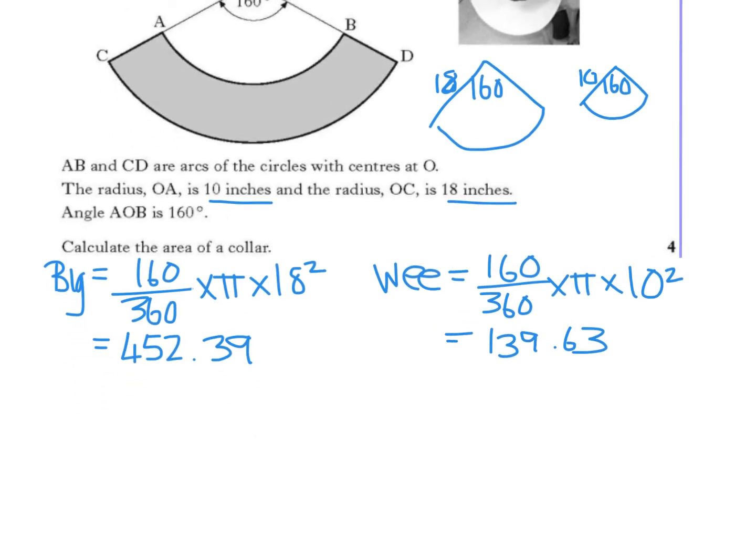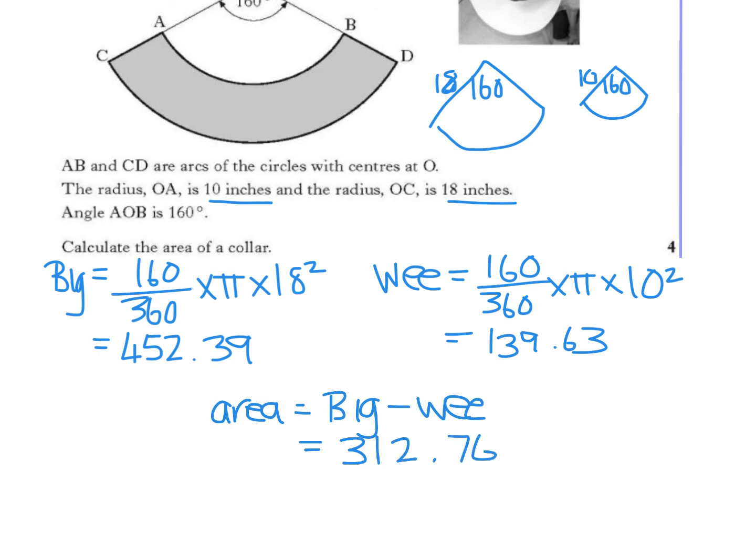For the last bit of the question, I then have to subtract them. So my area is the big one, take away the wee one. You could write the numbers in here, to be honest, but I'm just trying to save a wee bit of time. So if you subtract those two numbers, you will get an area of 312.76 centimetres squared to 2 decimal places.